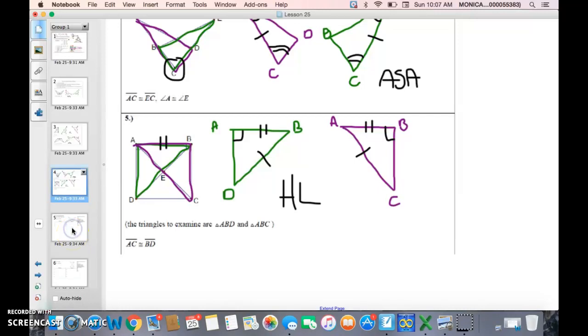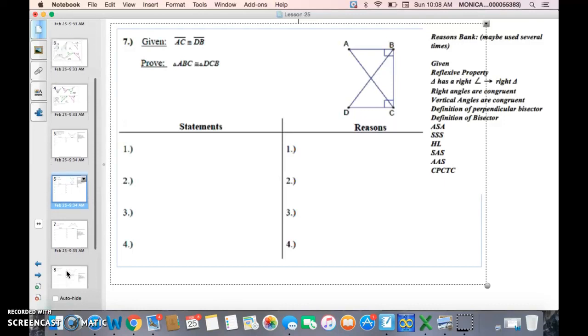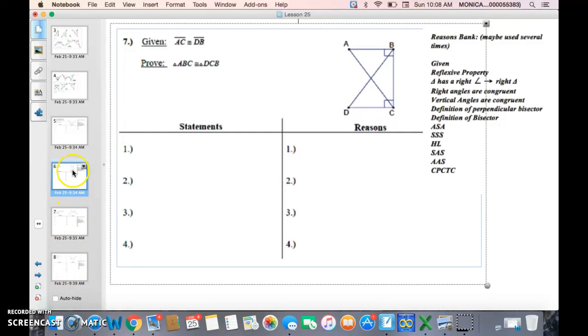All right, at this time, your homework is numbers 6 through 9. Your reasons bank is over here. So those are the reasons you're going to use, and remember, you get your statements from what is known in the picture. So I strongly suggest you highlight your triangles, pull them out, and go from there. For each of these problems, you'll see the reasons bank is there, and then go ahead and complete IXL if you haven't done so already. If you have completed IXL, I can give you the review sheet because your test is next week. All right, I'll be back with answers in a minute.